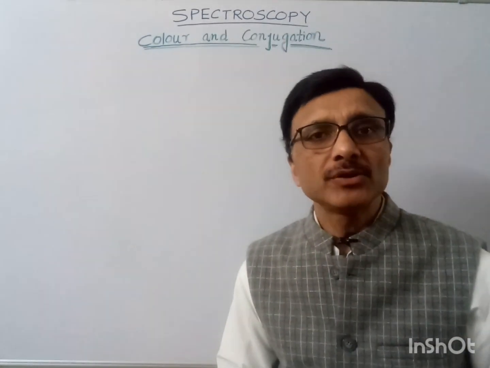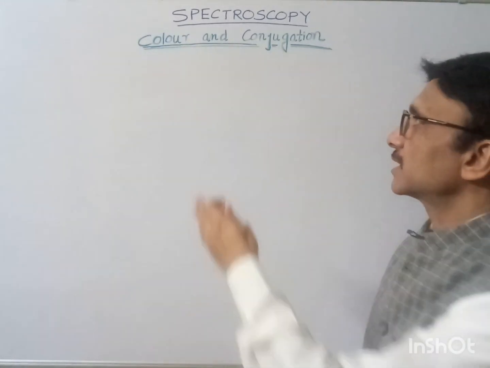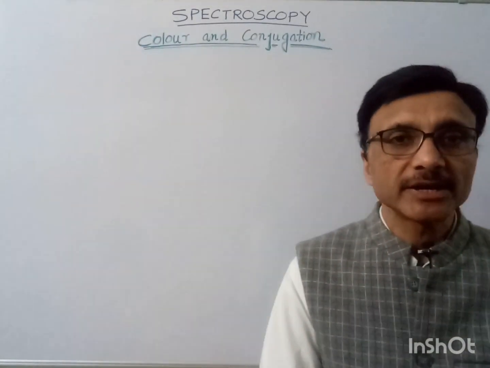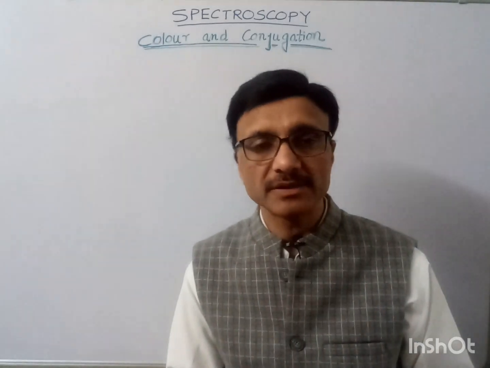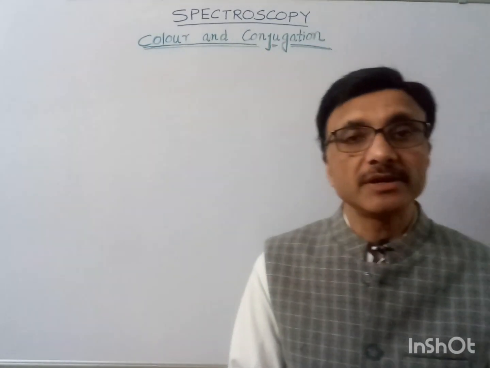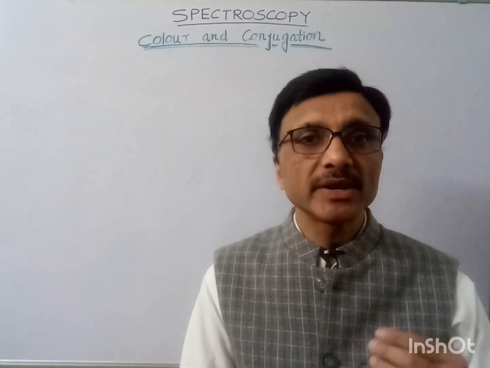In spectroscopy, today I will discuss one of the interesting topics: color and conjugation. If you have seen in your daily life, some substances like tomato, which is red in color, like carrot, sometimes orange or red in color, blood, which is red in color, leaves, generally green in color. So why are these substances colored? We can answer this question with the help of chemistry, or with the help of UV visible spectroscopy.